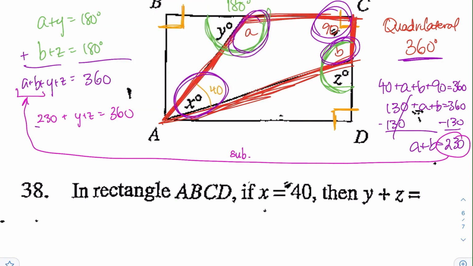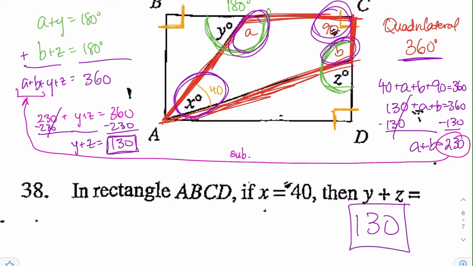Now just one more step. If you subtract 230 from both sides, you get that Y plus Z is equal to 130. And that's the final answer, which is what you actually wanted. You can actually solve for Y or Z individually, but you know that the total has to be 130 degrees. So here you can use a quadrilateral, you can use other triangles, just start calling some of these angles variables like A and B, and then you can eliminate them or substitute for them to solve for Y plus Z.